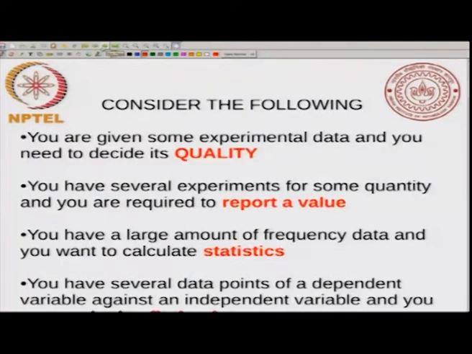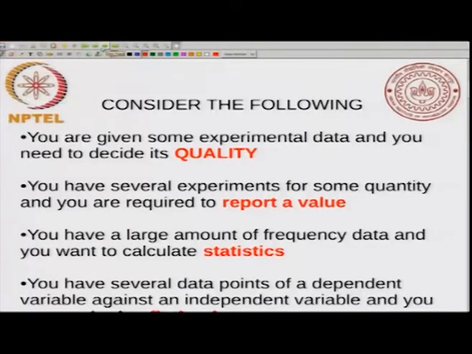So, here you consider the following. Say you are given some experimental data and you want to decide the quality of that data. You want to say something about how good or how accurate or how precise the data is. Okay. Alternatively, you might have several experiments that all calculate some quantity, and based on all those experiments, you are required to report a value.